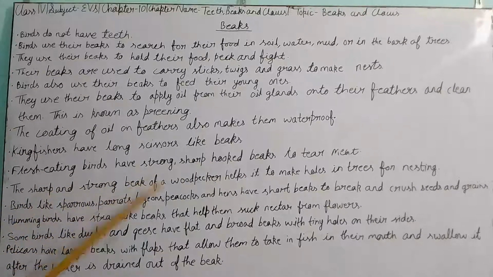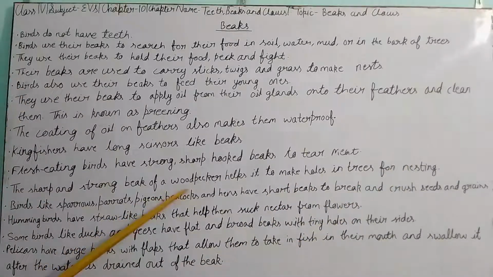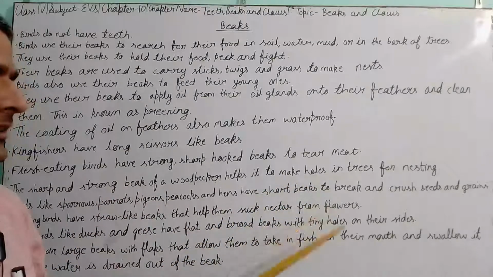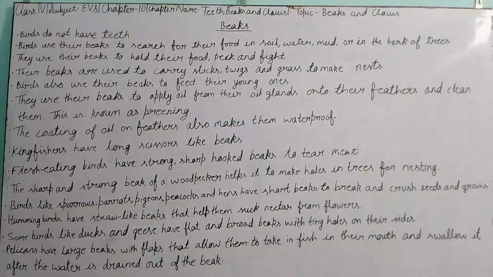The sharp and strong beak of a woodpecker helps it to make holes in trees for nesting. Woodpecker, I am sure all of you know this bird. Their beaks are sharp and strong, and with the help of these beaks, they can easily make holes in the trees for nesting. They make their nest inside the trunk of the trees with the help of their strong beaks. They can also easily take insects from the bark of the trees.